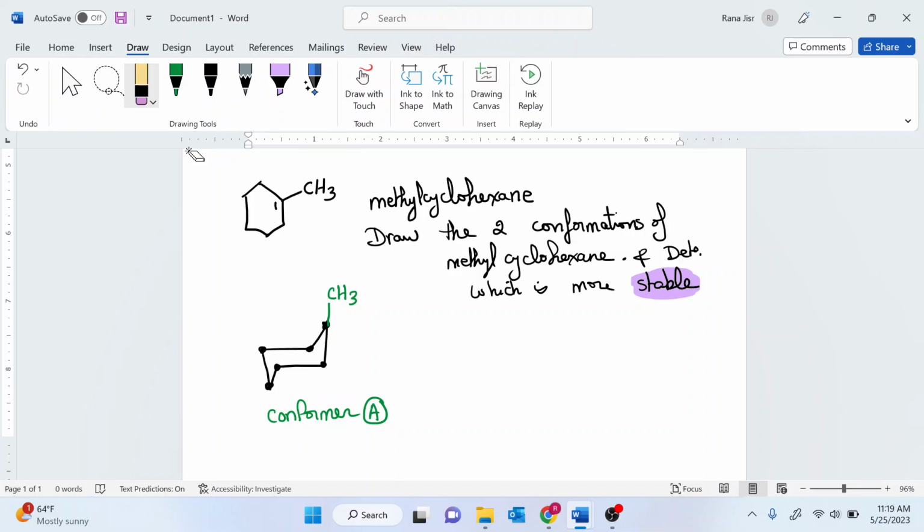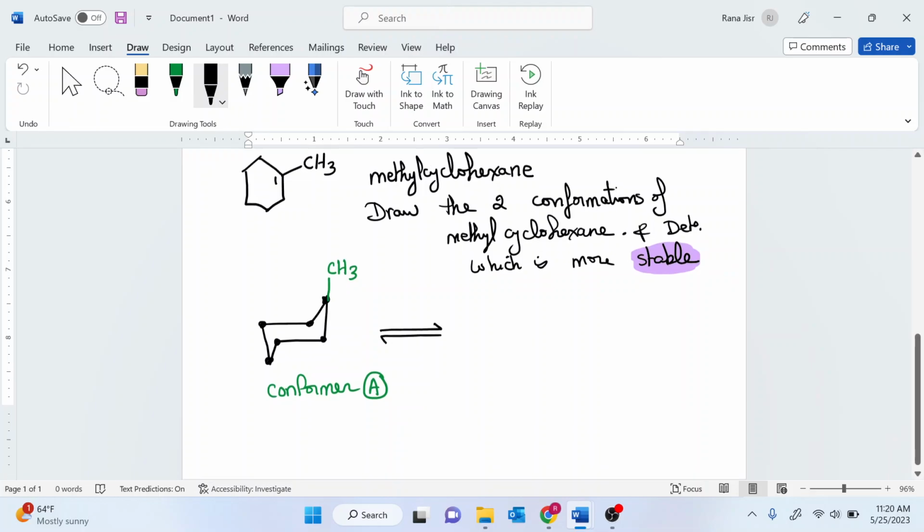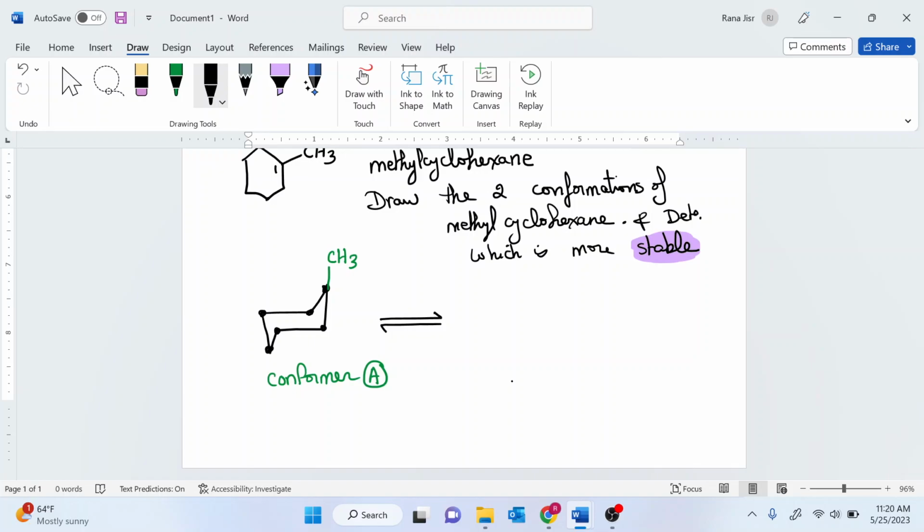Now I'm going to go ahead and do a chair flip. To do a chair flip, we're just going to represent it by an arrow like this. It's normally an equilibrium arrow, but after you figure out which one of the conformers is more stable, the equilibrium is going to lie towards the more stable conformer. So it's not going to stay in equilibrium like this unless two conformers have the same stability. And we're going to consider those cases as we proceed.